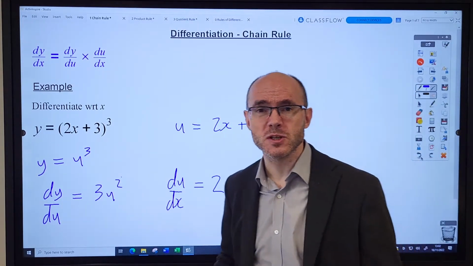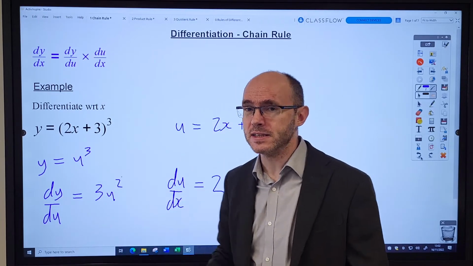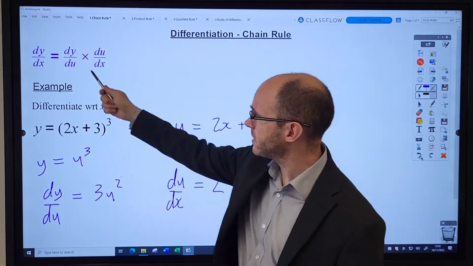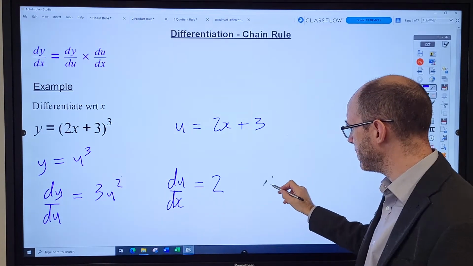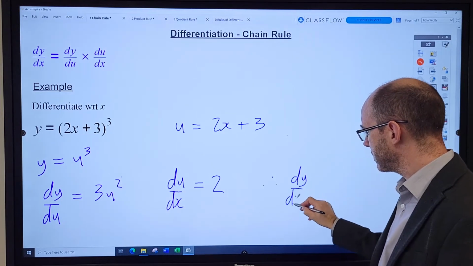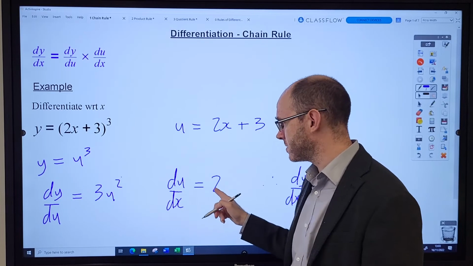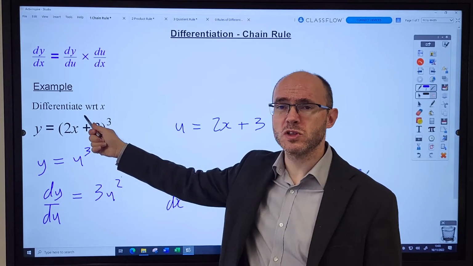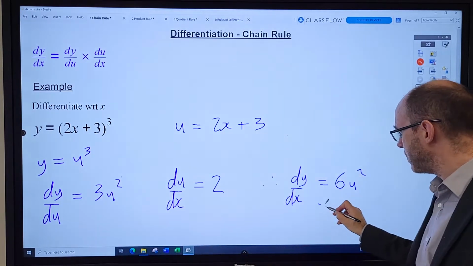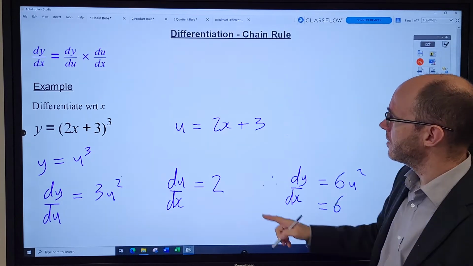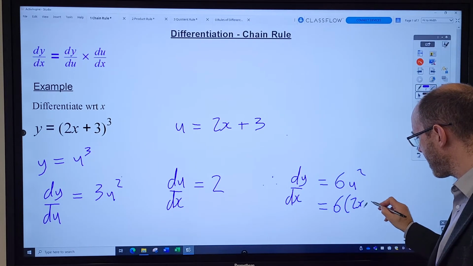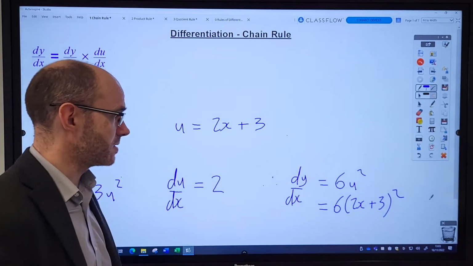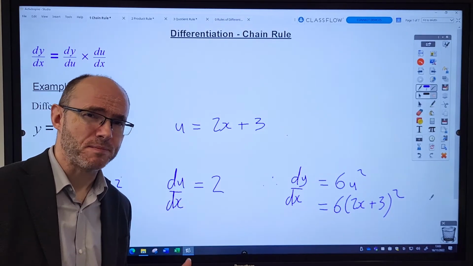And being able to split it up into the product of 2 different derivatives is easier for us to handle, okay? So having got dy du and du dx, we're going to put them together. Dy du times du dx. So therefore, our answer is going to be this multiplied by this, which we get 6u squared. Now, because we're differentiating this with respect to x, we've got to write our answer in terms of x, so it'll be 6, and then u is that 2x plus 3 squared. Okay, that is it. Just 6(2x + 3) squared. Happy with that? I'm hoping so.